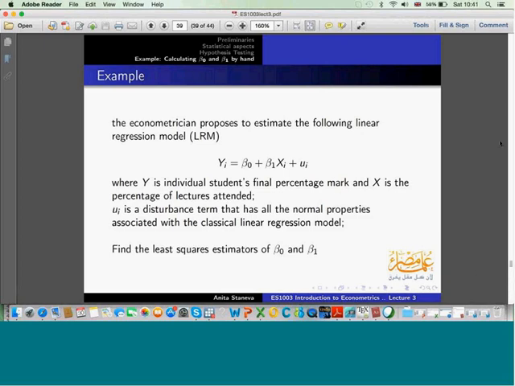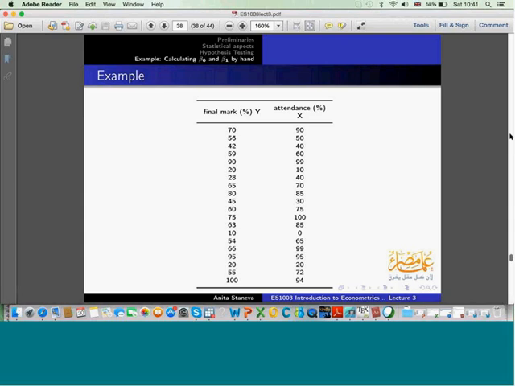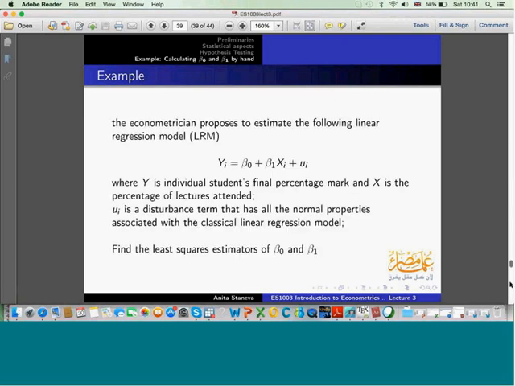So Xi in this example is my lecture attendance in percentage, and Y is the individual student's final percentage mark. We define the error term as the disturbance term that has the normal properties associated with the classical linear regression model: normal distribution, the conditional expectation of the error term equal to 0, and so on. So we try to find the least squares estimators for the intercept, beta 0, and for the slope, beta 1.